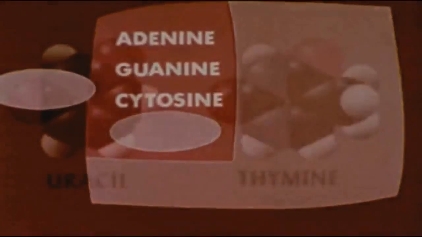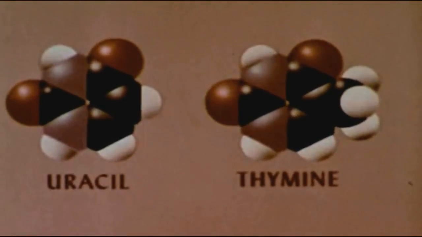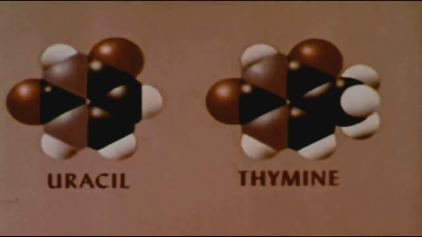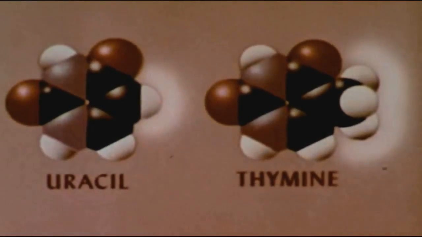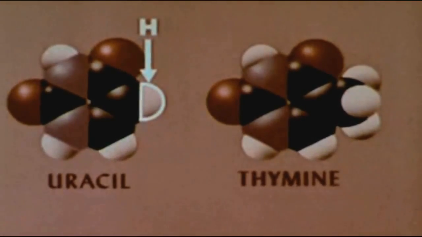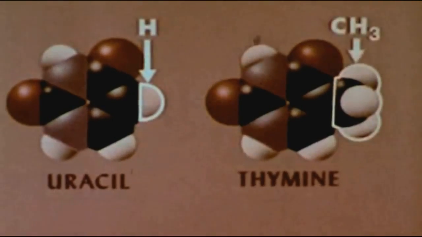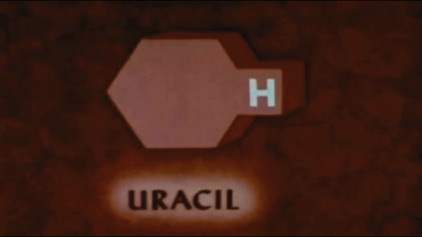When we examine the molecular structures of uracil and thymine, we find that there is but one position in which these structures differ. To convert uracil into thymine, a hydrogen atom here must be replaced by a methyl group such as this. Let's symbolize uracil with its hydrogen atom like this to follow its action within a cell.